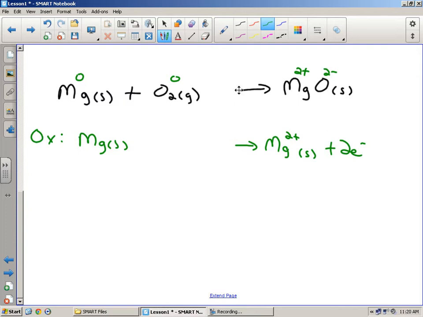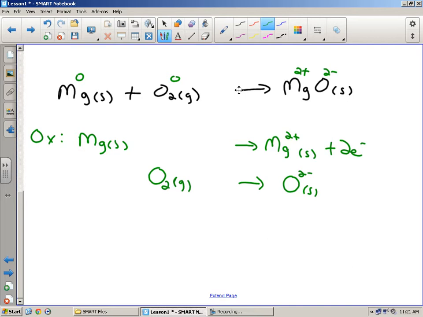Yes, no? Okay. Look, left side versus right side. What's the charge here? 0, yes? 2 plus, 2 minus, 0. Does the left side equal the right side? Yes, that's what we want. 1 magnesium, 1 magnesium. Everything's nicely balanced. Okay? Let's look at the next one. O2 becomes O2 minus, right? Yes?